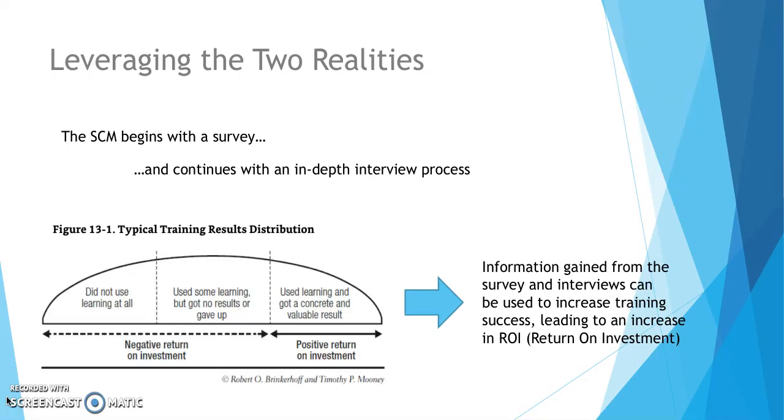And obviously, by looking at those individuals that did not do well at all, you should be able to adjust the training to hopefully get maybe 5% more involved or 10% more involved. Just try to get that line on the right scooted to the left a little more, to pull more employees under the used learning and got a concrete and valuable result section. Because obviously the more you have in there, the more return on your investment you'll have.